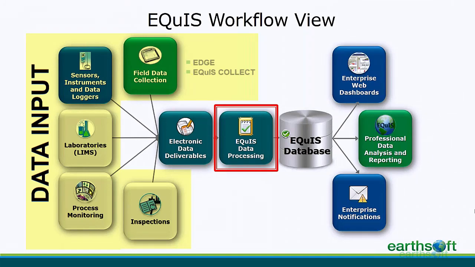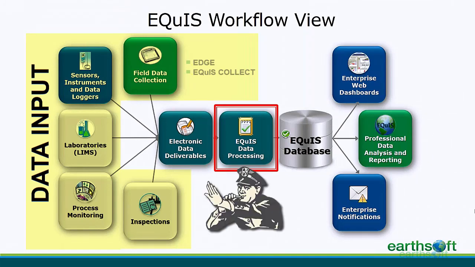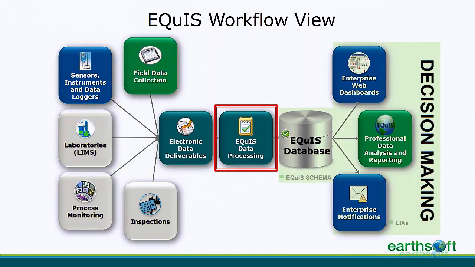So in the middle of this slide here, the red square represents the EDP, the EQuIS data processor, which again is the traffic cop enforcing data quality before any data are allowed into the EQuIS database. So once they pass these checks and they reside in the EQuIS schema, we can be confident that they are of a known integrity and that you can use them for decision-making purposes.